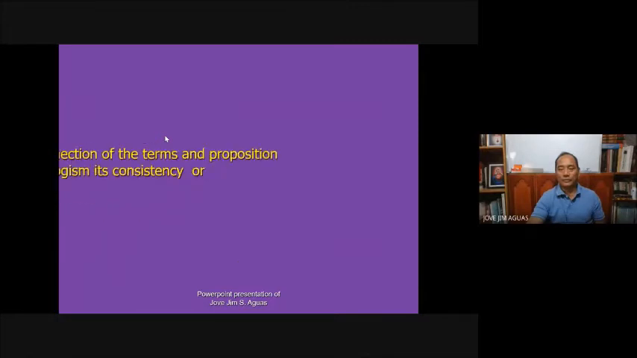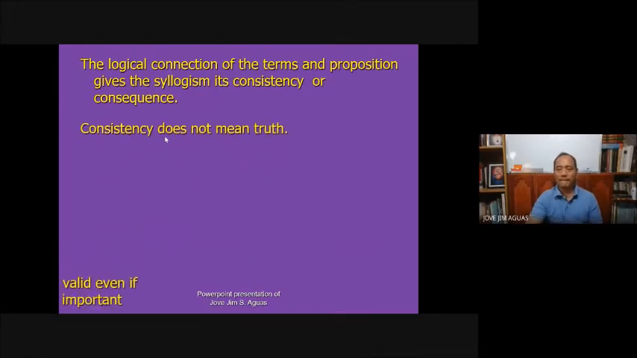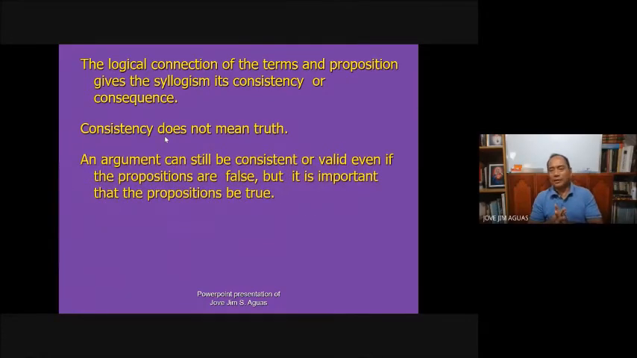Okay, so I'll give you an example later on, but let's talk about what we mean by logical connection of terms. It means the consistency or the consequence of the argument. Meaning, the terms, the sentences are logically connected. Okay? Logically connected. Now, consistency does not mean truth. Why is that? Because we can have an argument whose sentences are logically consistent, but these statements are not necessarily true. They may be false. Okay, they may be false.